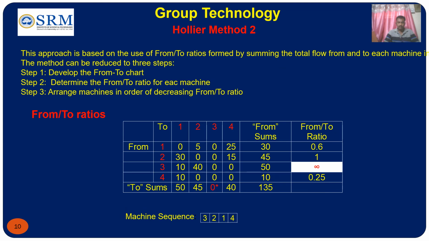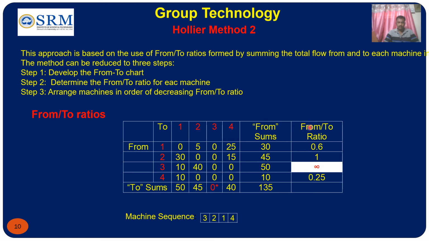Now we will discuss the Hollier method 2. The Hollier method 2 is called the from-to ratios method. In the previous method we calculated the from sums and the to sums. In this, in addition to the from sums and the to sums, we have to calculate a from-to ratio. That is, 30 divided by 50 gives 0.6, 45 divided by 45 gives 1, and 50 divided by 0 gives infinity. And 10 divided by 40 gives 0.25.